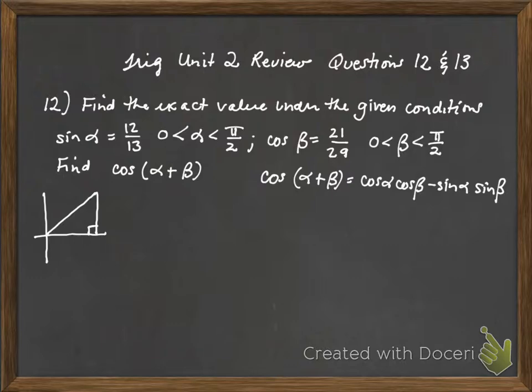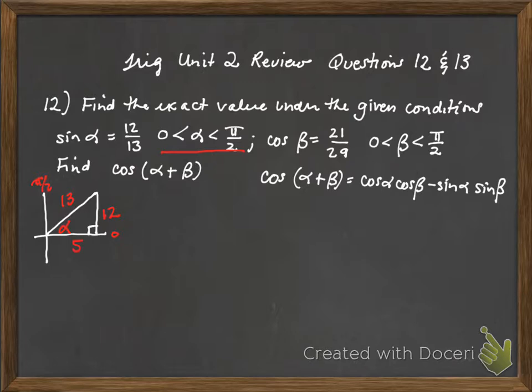The reason I know we're in quadrant 1 is because the stipulation told me it's a value between 0 and pi over 2. So here's pi over 2, here's 0, that's quadrant 1. I'm going to put alpha here. Sine is defined as opposite, which is 12, over the hypotenuse, which is 13. I'm looking for the value down there, so I have to use the Pythagorean theorem, and you will find that the missing side is 5.